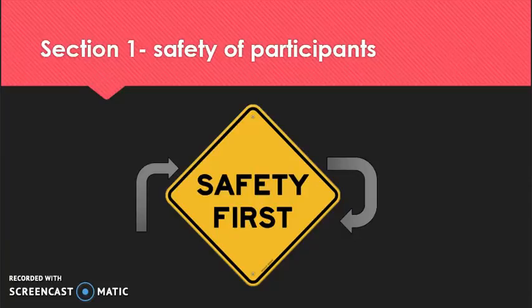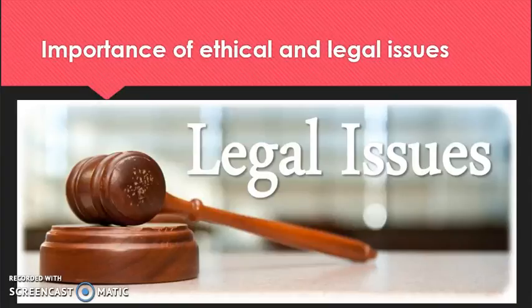Next slide. Importance of ethical and legal issues. There are three main important issues when it comes to ethical and legal issues. The first is to ensure the safety of the participants and yourself as the researcher. This means taking steps such as completing risk assessments and PAR-Qs.